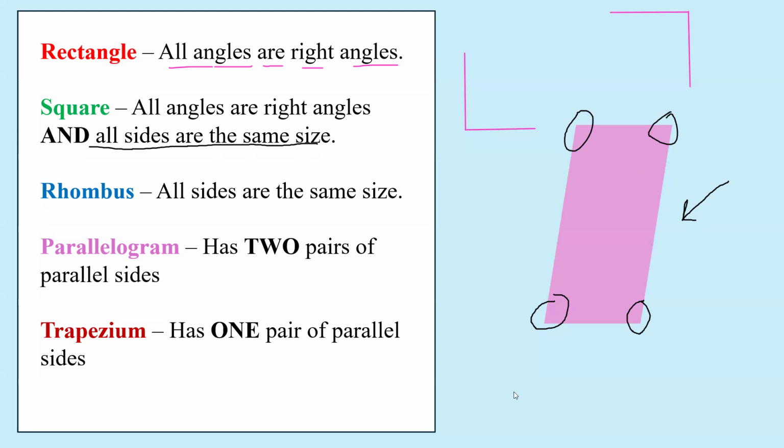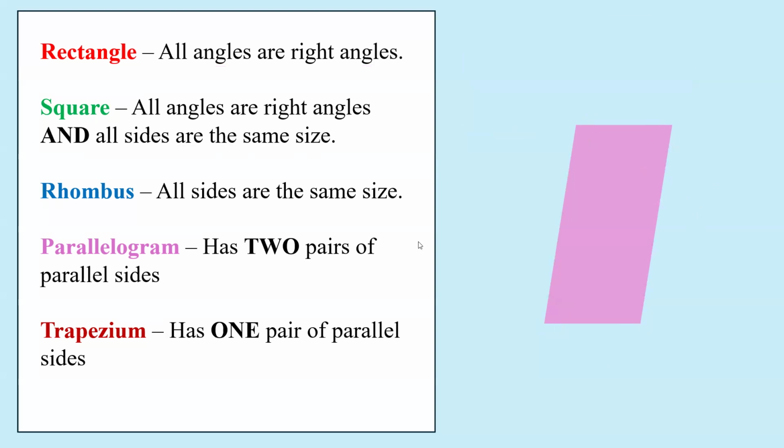Then we move on to a rhombus. Okay, a rhombus is a shape, a quadrilateral, where all sides are the same size. And we've already established that this shape on the screen, our pink shape, does not have all sides that are identical, okay? They are not the same size, so we know it's not a rhombus.